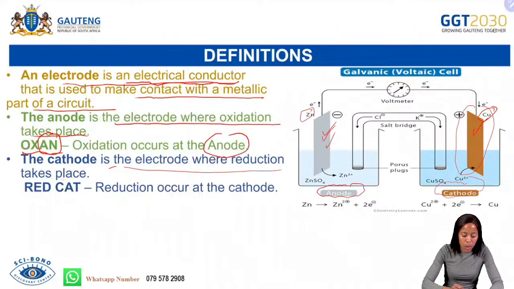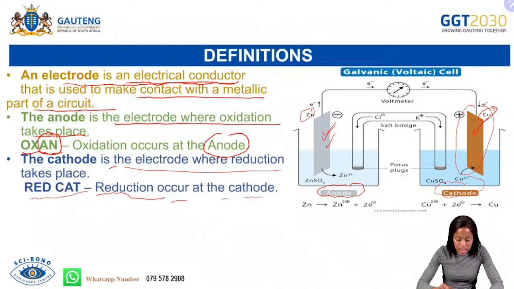Okay. So how are we going to remember all of that? We can use RED CAT. With RED CAT, we are saying that reduction occurs at the cathode there. So we are going to use all those words so that it is easier for us to remember in the examination there.